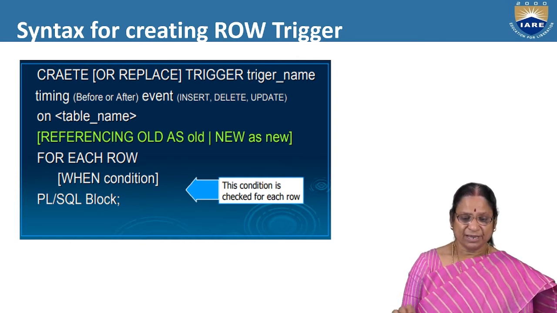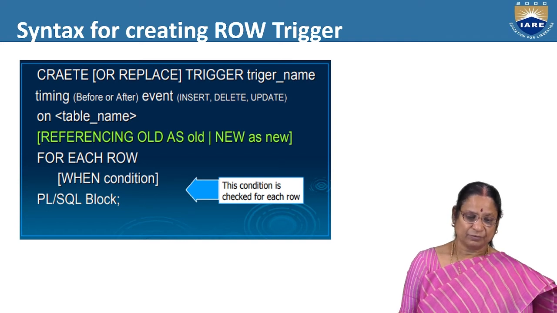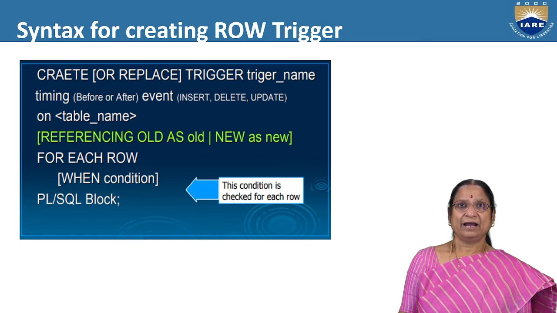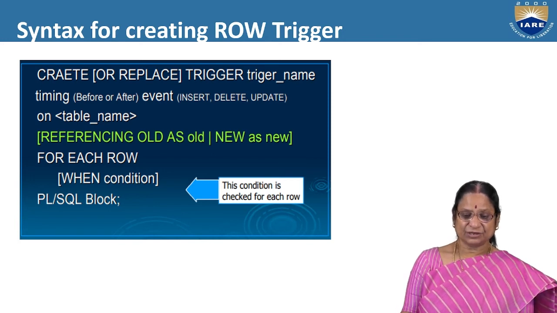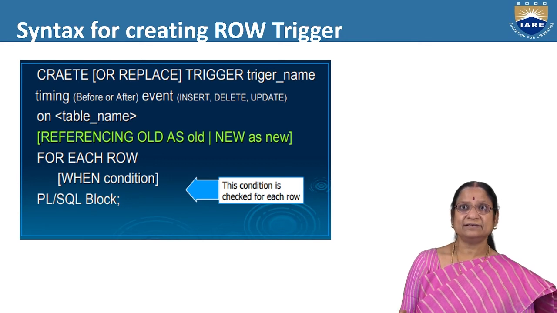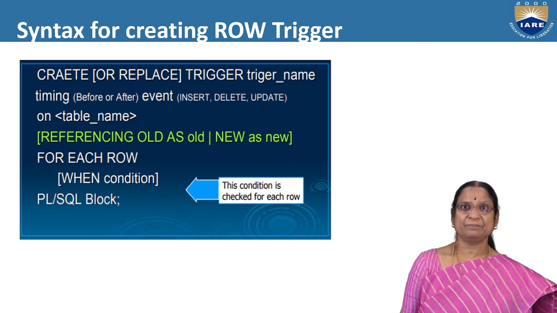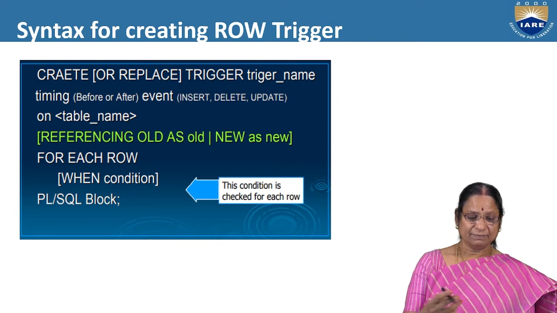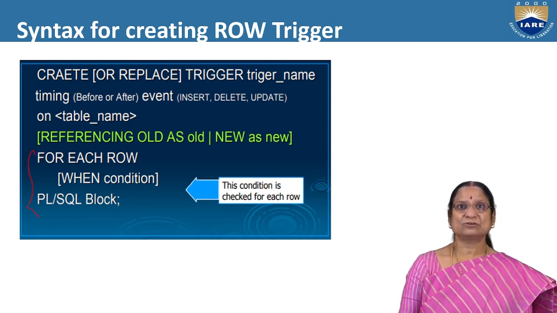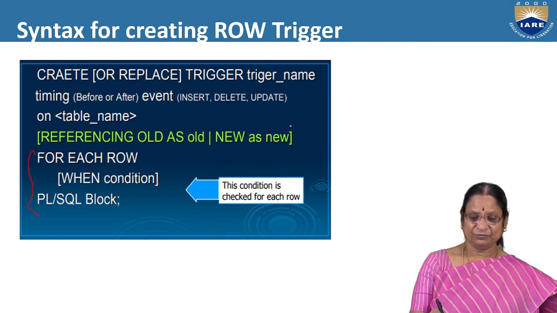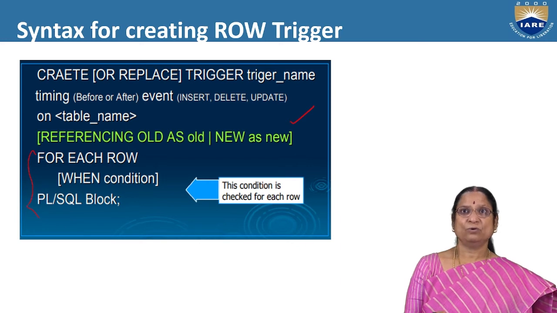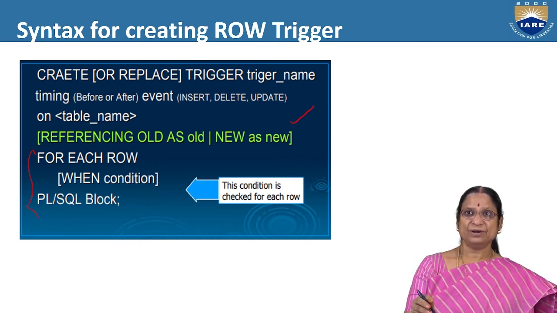So how do we make use of old and new? By using our row triggers. The syntax is: create or replace trigger, trigger name, before or after, and the event on any insert, delete or update on table name. Up to here it is the same, and the remaining part, for each row and the PL/SQL block, is also the same. In between we introduce a new thing. What is that? Referencing old as old, new as new.